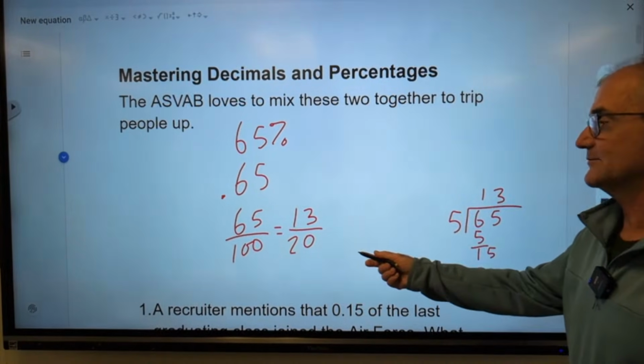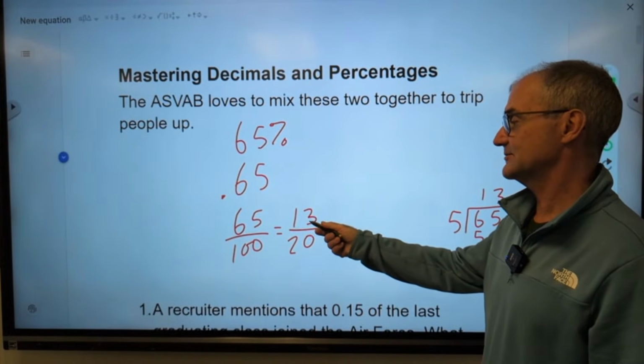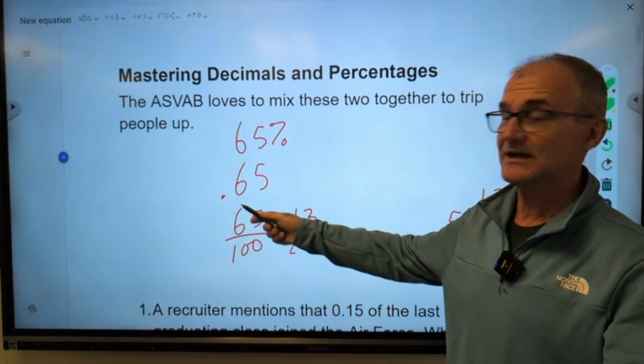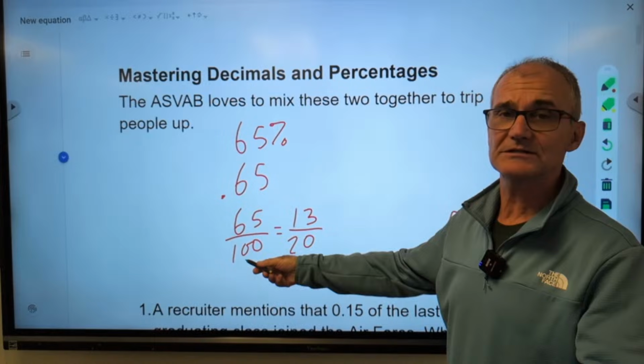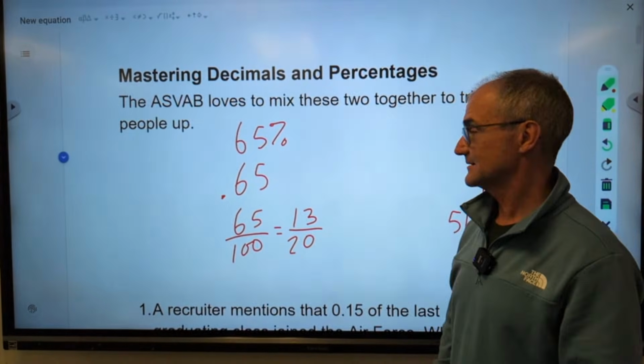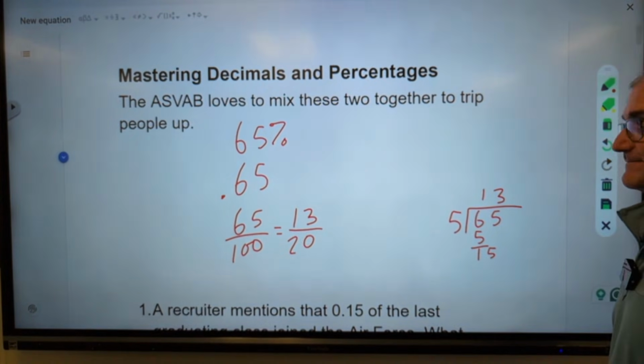Those are both prime numbers. Well, no, they're not, but this one is, so nothing will go into 13. So I could have 65%, 0.65, 65/100ths, or as a reduced fraction, 13/20ths. Kind of bobbled that one a little bit, but that's the right answer there.